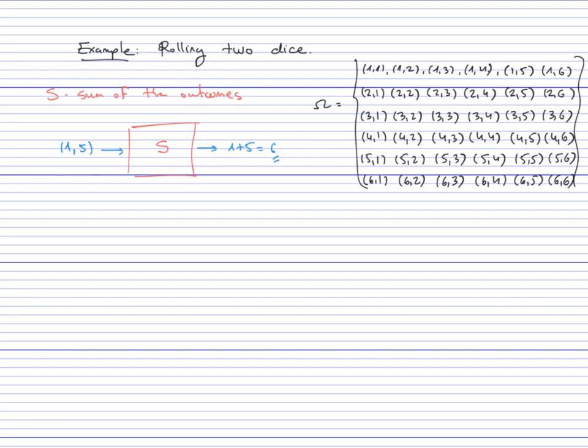So let me draw the table. In the first row, we need to write all the different values that S can return. And in the second row, we need to write the different probabilities. So what are the different values that S can return?